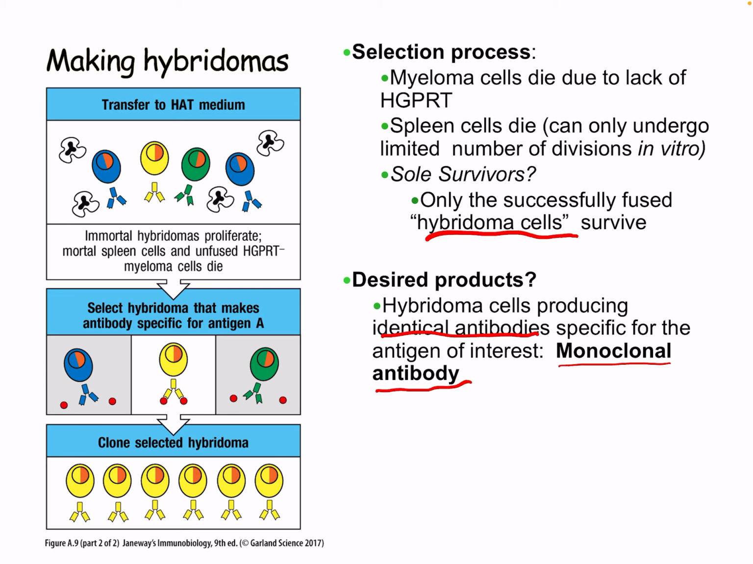So this is continuing the figure we just saw. Now we have selected hybridoma that makes antibodies specific for the antigen. So here it is. Now we will clone the selected hybridoma. And again, this is our specific antigen, and this can be specific to a certain cell or even an epitope.